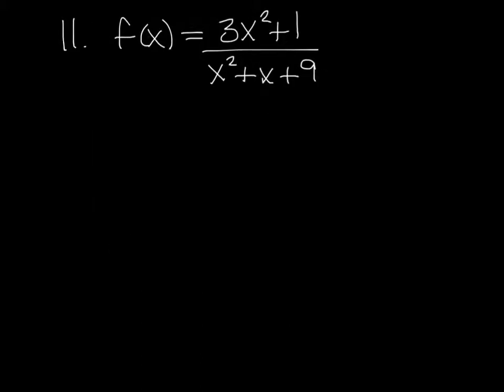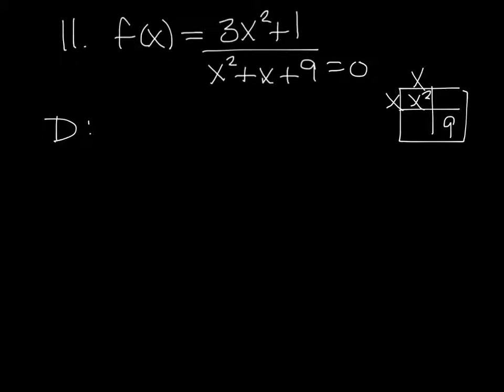Alright, so now we have the domain of number 11. And so I set the bottom equal to 0. This will probably be useful to use a box. So I get x squared, I get 9, x and x. Neither 9 and 1 or 3 and 3 are going to work, right? So then we have to do what? The quadratic formula. Okay? So yeah, it happens.